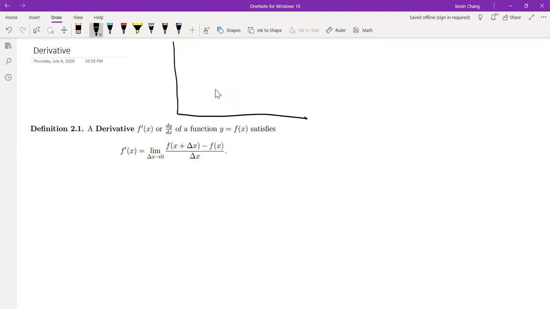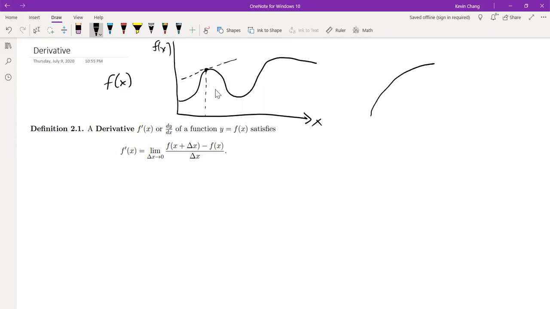So imagine we have a function f of x. So I'm going to draw a random curve here. Let's say this is f of x. So in this case, the derivative at any specific point, for example here, is going to be equivalent to the slope of the tangent line, meaning if we were to zoom in infinitely closely into that curve right there, it would become very close to a straight line. And we're going to find the slope at that straight line.